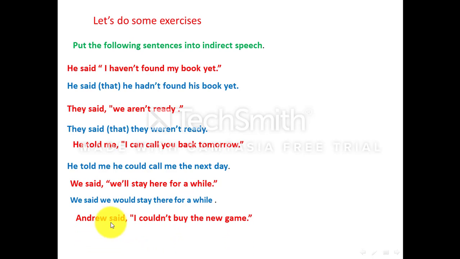Let's move to another question. Andrew said, "I couldn't buy the new game." So the answer would be: Andrew said he hadn't been able to, because as we said before, could may stay the same or change to had been able to. And here with the negative, you have to put the negative in the new sentence. So couldn't will change to hadn't been able to buy the new game.